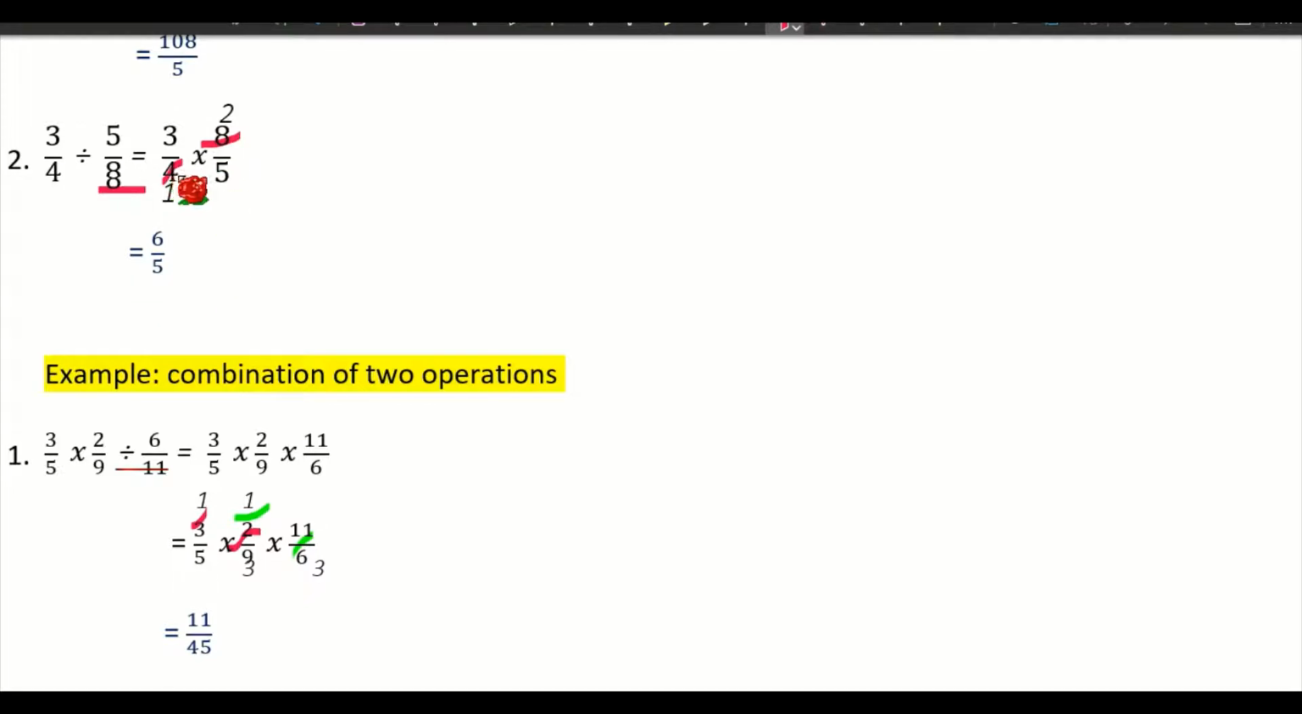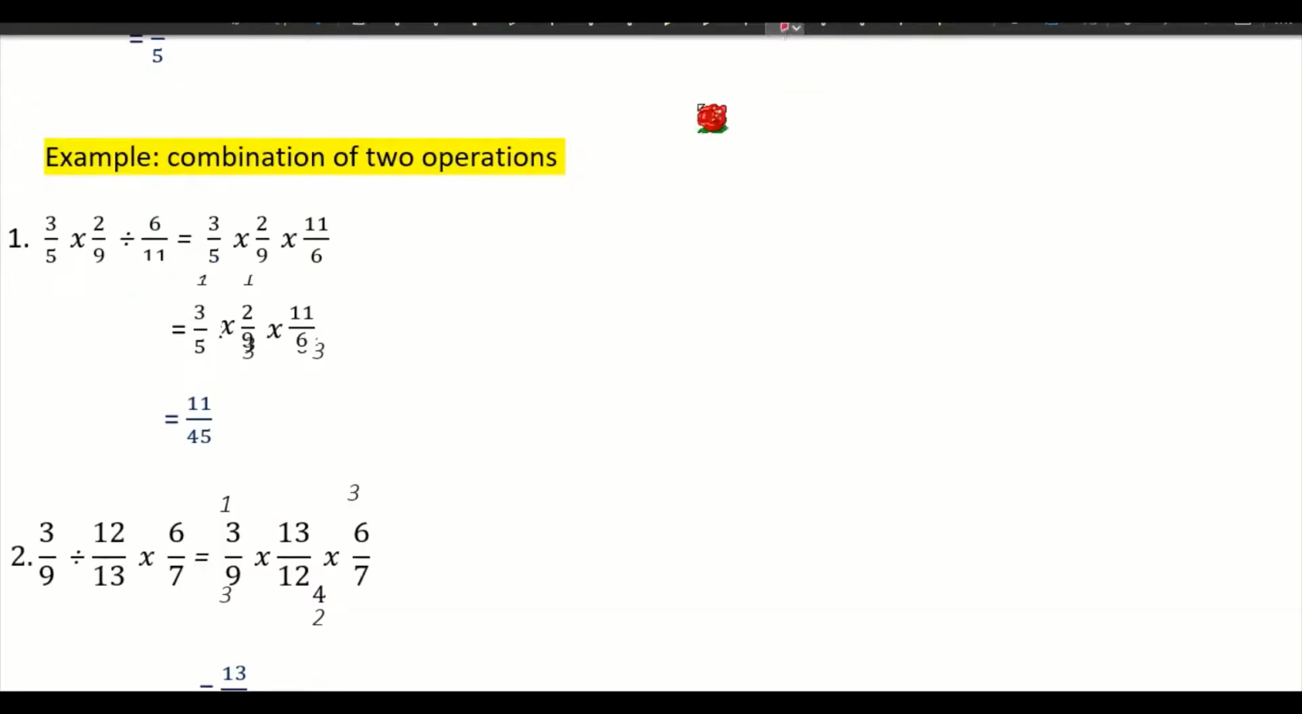Since si 4 at saka si 8, they're both divisible by 4, we're going to divide 4 by 4, so we have 1. Then 8 divided by 4, we have 2. Ngayon, i-multiply na natin is 3 times 2. So 3 times 2, we have 6, and 1 times 5, we have 5. So 3/4 divided by 5 over 8 is equal to 6 over 5.